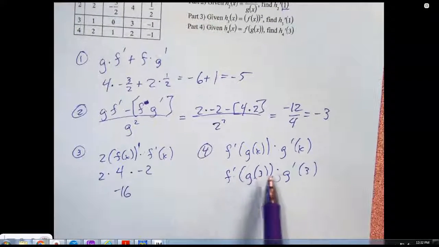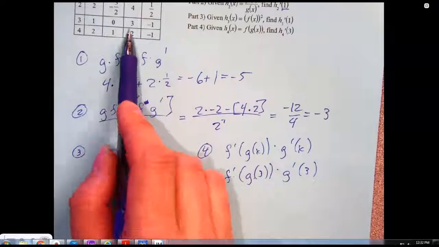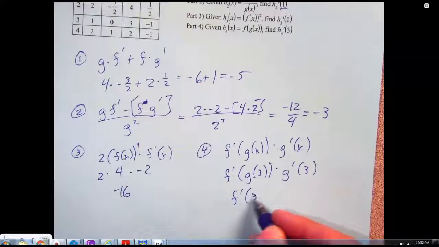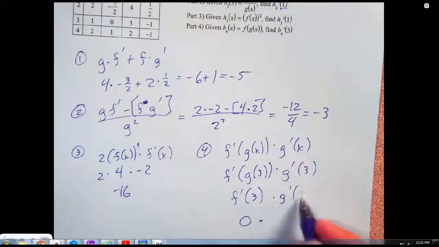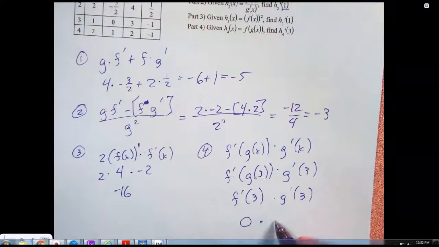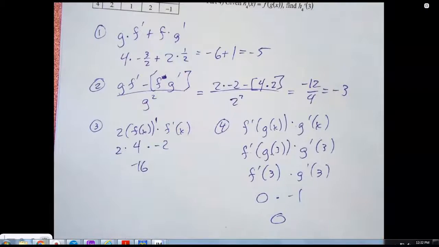So g of 3 is 3. So then I want f prime of 3, which is 0. And then times g prime of 3. Doesn't really matter what that is, but that is negative 1. When you multiply them together, you're going to get 0.